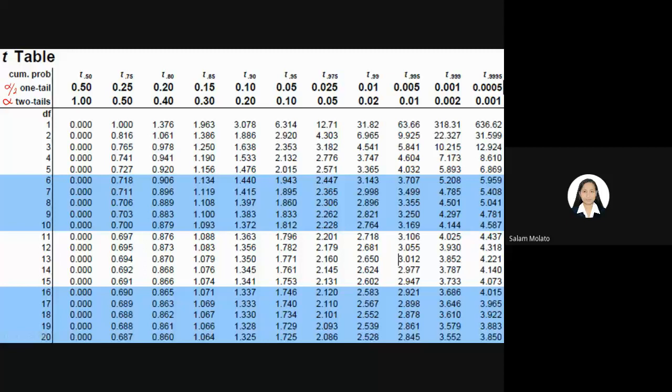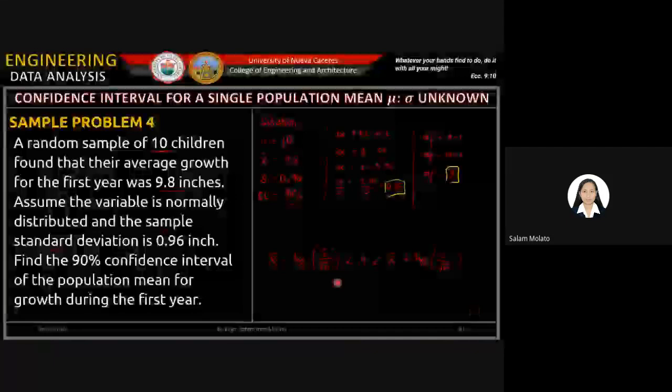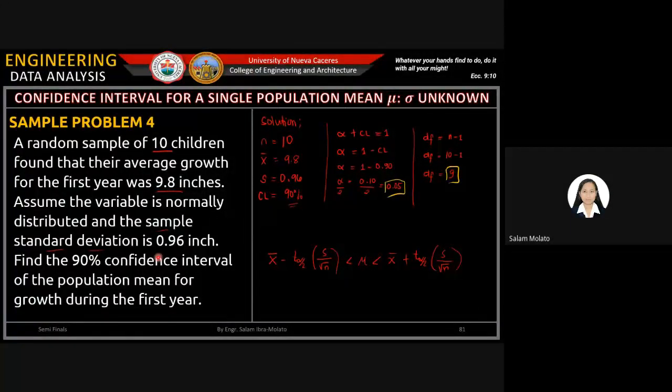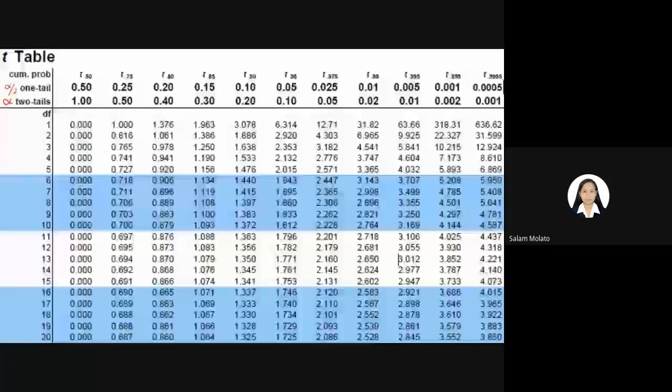Naintindihan po? Okay. So, meaning, therefore, the value of our T alpha over 2 is equal to 1.833, yung nakita natin kanina. Tama ba? Pabalikan natin para sure. That's 1.833. All right. So 1.833. Balik tayo sa problem.